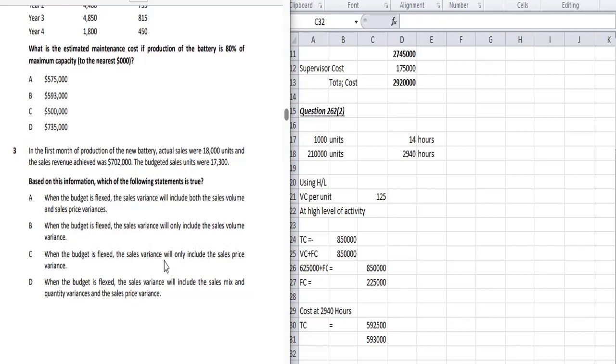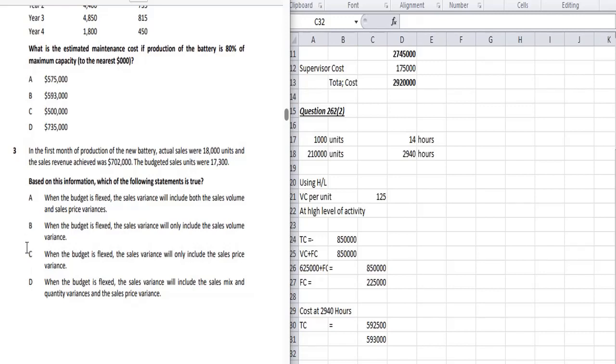When the budget is flexed, the sales variance will only include the sales volume variance. When the budget is flexed, the sales variance will only include the sales price variance. When the budget is flexed, the sales variance will include the sales mix, quantity variance and the sales price variance. Looking at the options, you can see that the first and last options are almost the same, because the sales volume variance can be broken down into the sales mix and the sales quantity variance. So options A and D will obviously not be true in this case.